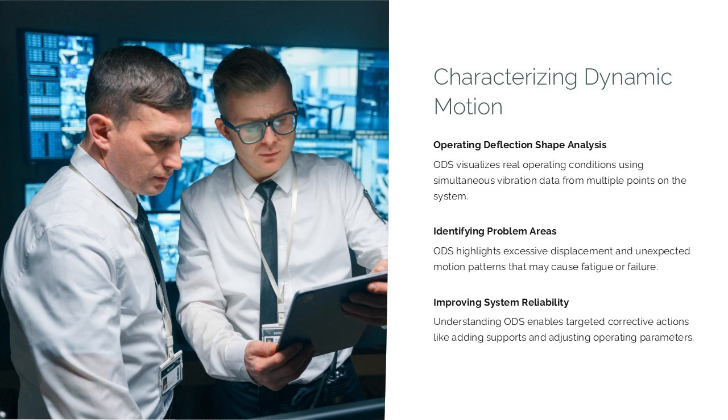ODS analysis helps identify problematic areas, such as excessive displacement or unexpected motion patterns, which could lead to fatigue or failure. It is particularly useful for troubleshooting complex piping systems and machinery where theoretical models may not fully capture real-world behavior. By understanding the operating deflection shapes, engineers can implement targeted corrective actions, such as adding supports, modifying layouts, or adjusting operating parameters. This technique enhances reliability and performance by ensuring that dynamic motions remain within acceptable limits.